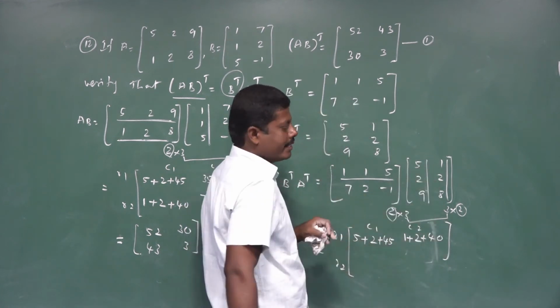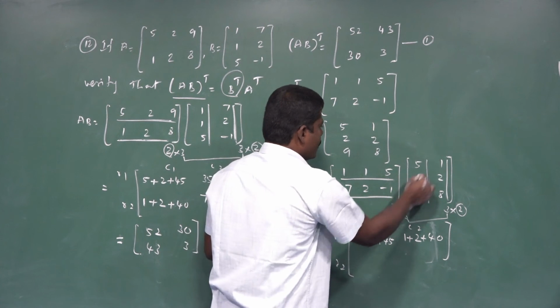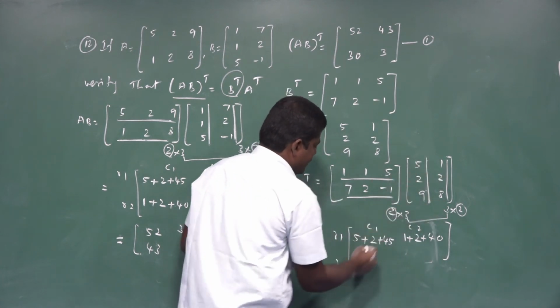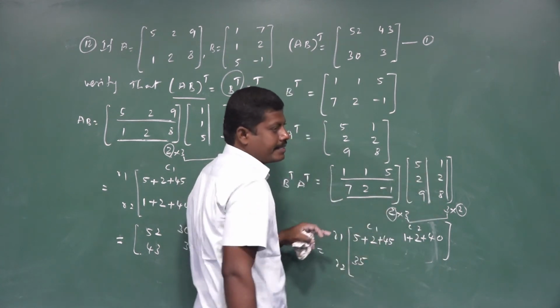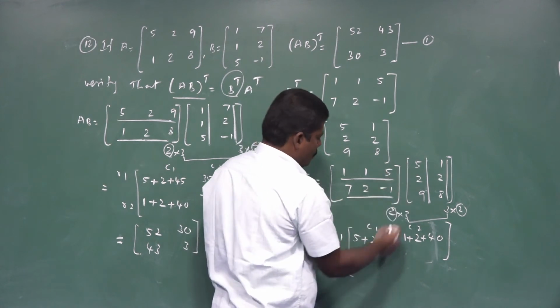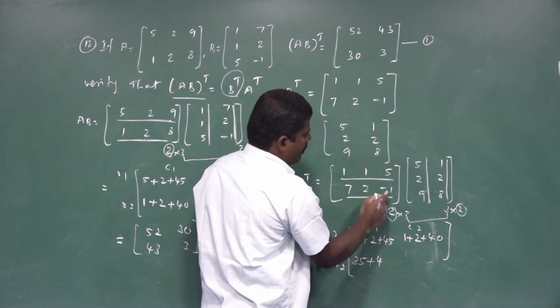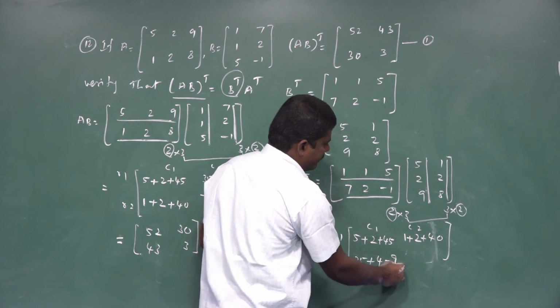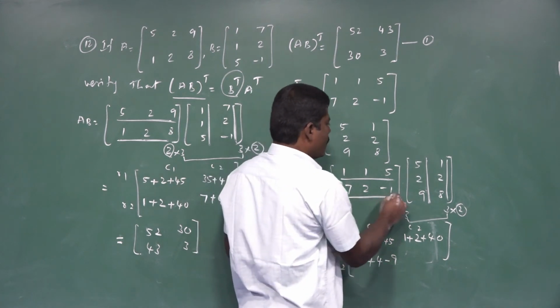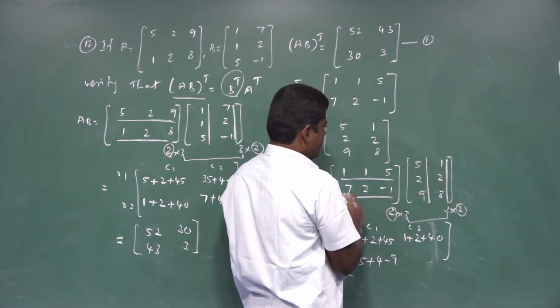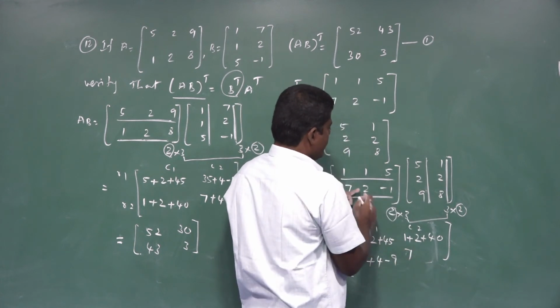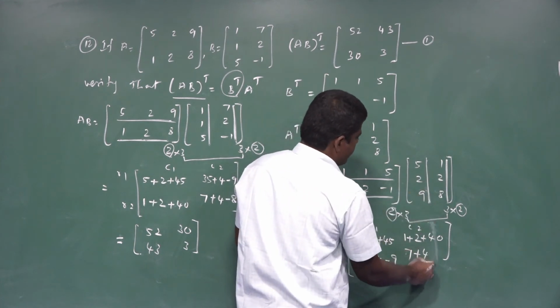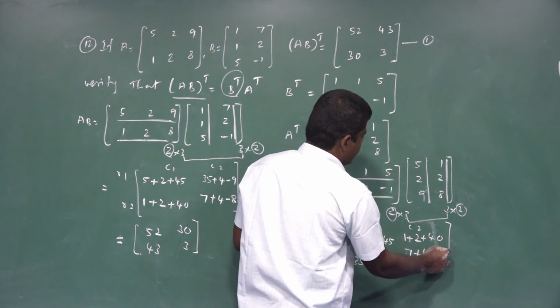Two columns are over. Next you take second row, first column. 7 5s are 35. 2 2s are plus 4. Minus 1 into 9, minus 9. Next, second row, second column you take. 7 1s are 7. 2 2s are plus 4. Minus 1 into 8, minus 8.